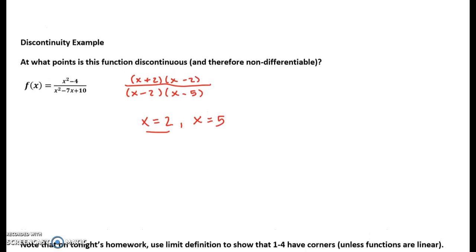So that's a bit about differentiability and the ways you can fail to be differentiable. We'll get more into this next section as we start learning how to actually take derivatives of functions using the shortcuts.